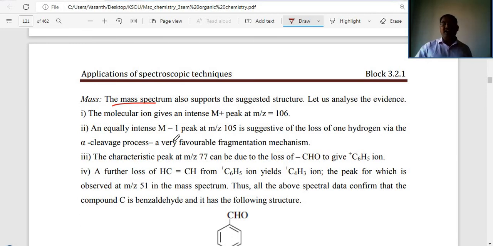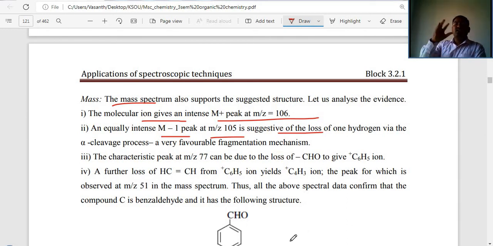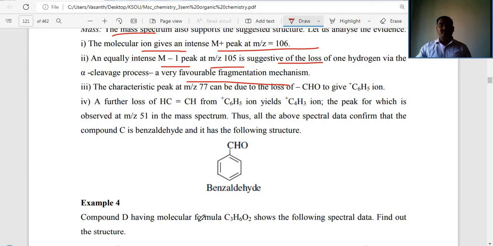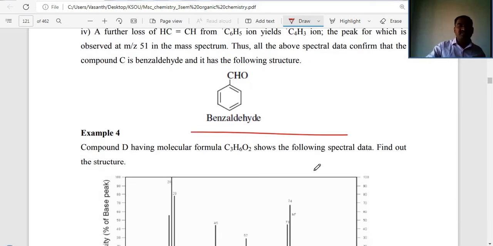Let us analyze the evidence. The molecular ion M plus and M plus 2, and an equally intense M minus 1 peak at m/z, is suggestive of the loss of one hydrogen atom via the alpha cleavage process, a very favorable fragmentation mechanism. Okay, this is all the evidence for benzaldehyde.